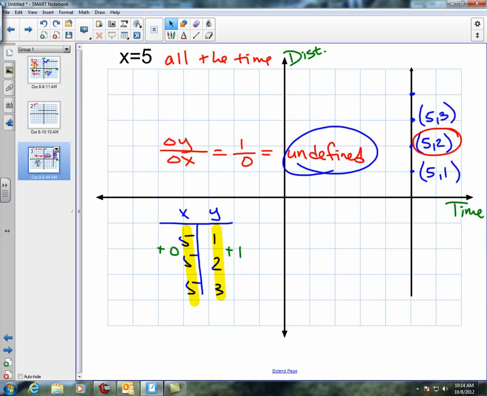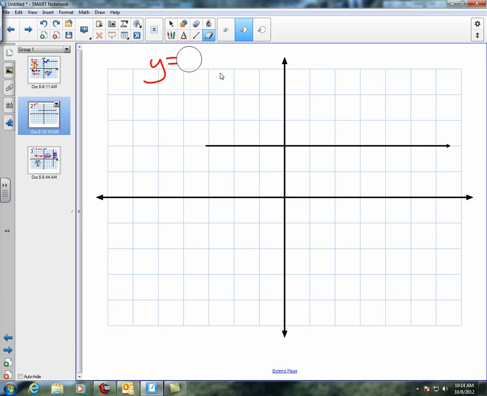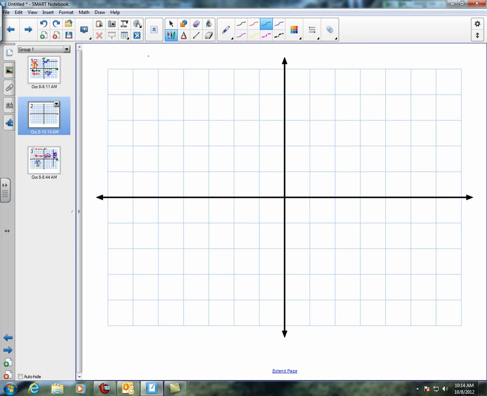So if we were to graph another equation, let's say x equals 3, then that would be x is 3 all the time. You could make a table if you wanted, or if you knew that was a vertical line, it would be right here at x equals 3. 1, 2, 3.